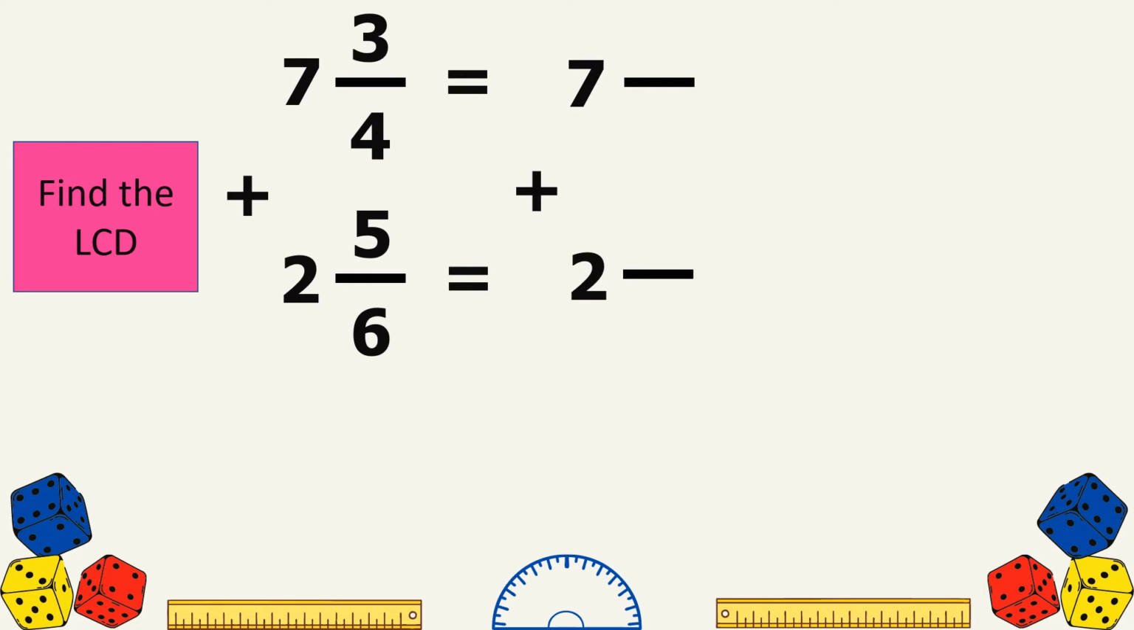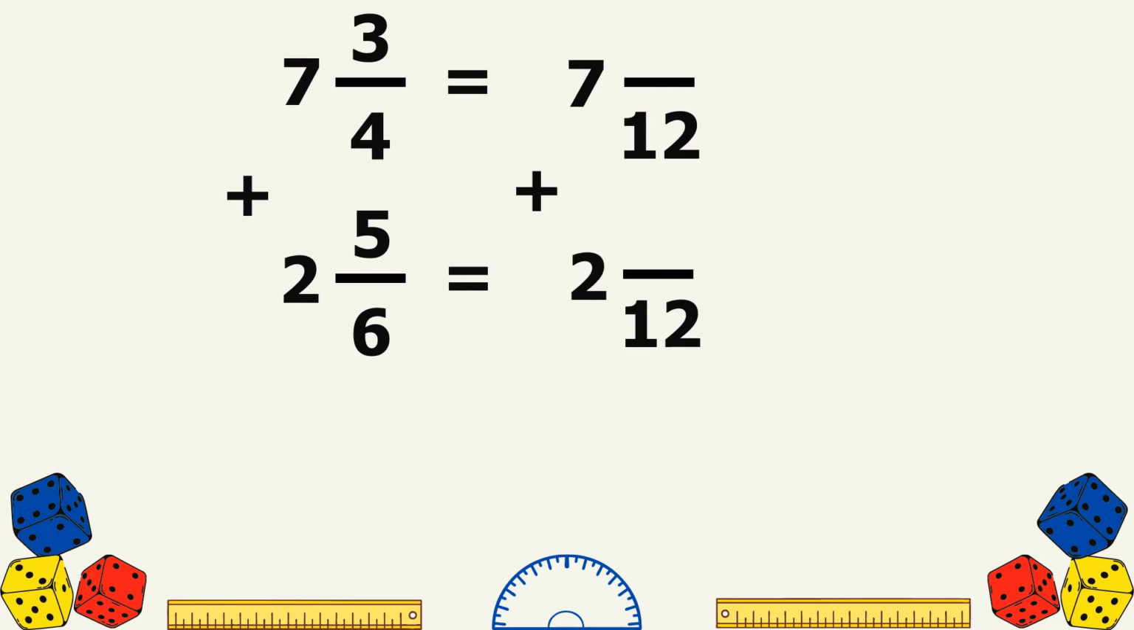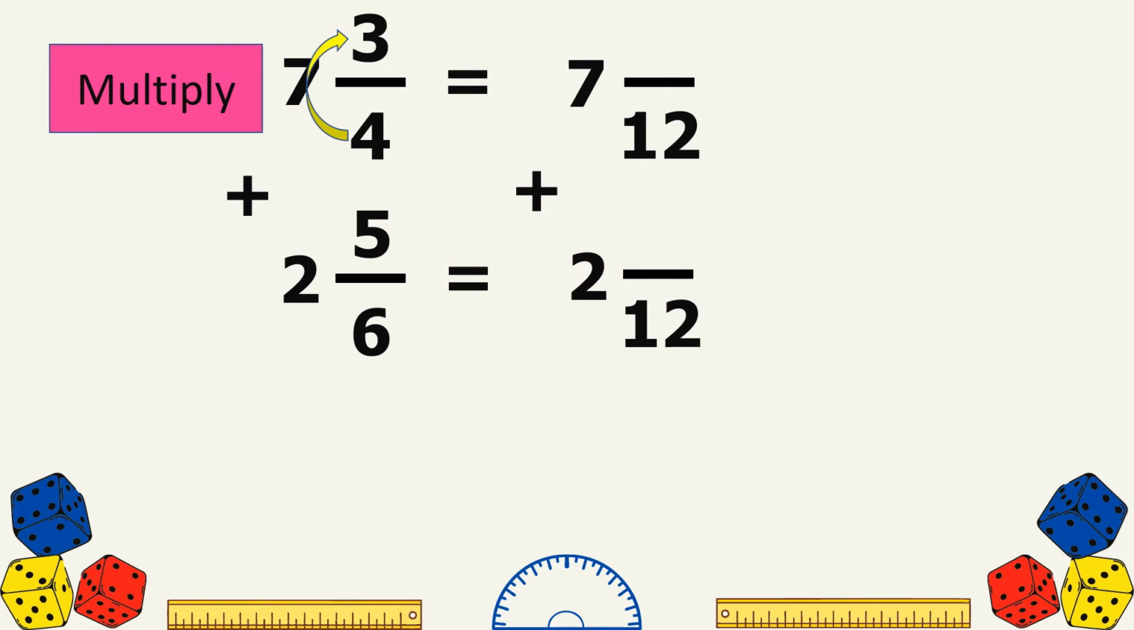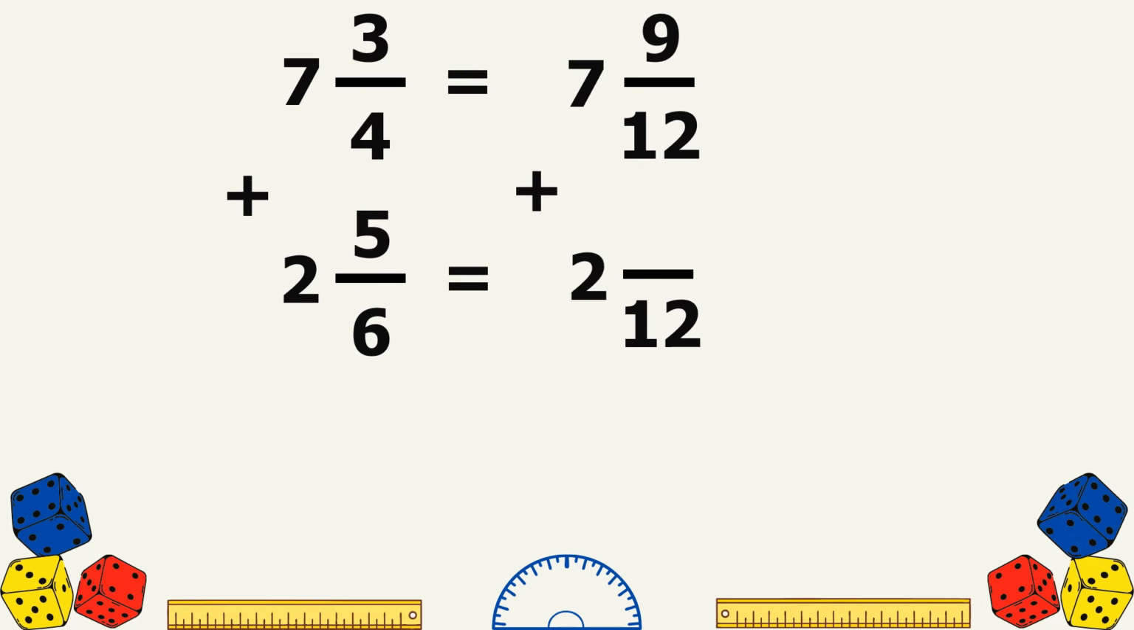Next, let's find the LCD or the least common denominator of 4 and 6. The LCD of 4 and 6 is simply their LCM, and their LCM is 12, so 12 will be the LCD. The fractions will also have new numerators because their denominators have changed. To find the new numerator of the first fraction, let's divide. 12 divided by 4 equals 3, then multiply. 3 times 3 equals 9.